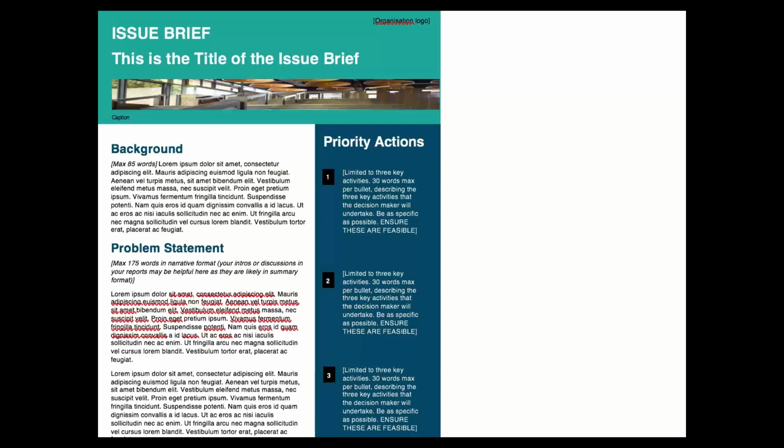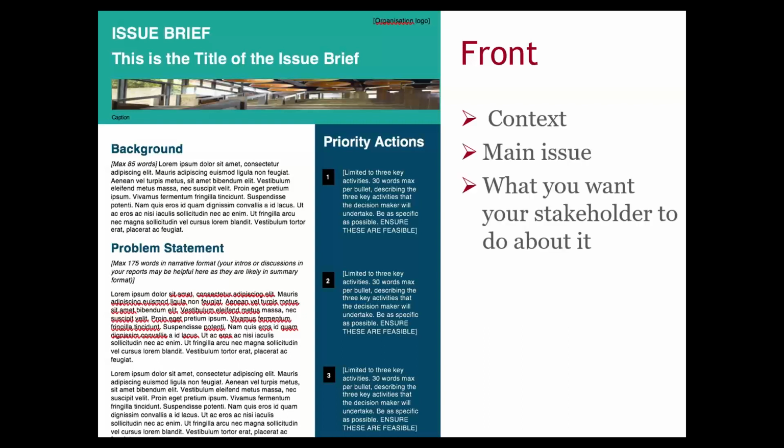So here is the design of the issue brief we've been using. It's a 2-pager. On the first page, on the front of it, you see a little bit of the context, so a very short background, and you would change the title, so it wouldn't say background, but you would actually say what the title of the background is. And then a very succinct problem statement. So what is the issue? Given that this is an issue brief, it's really important to be clear about what the issue is, and then what you want your stakeholder to do about it. So the priority actions should be right there.